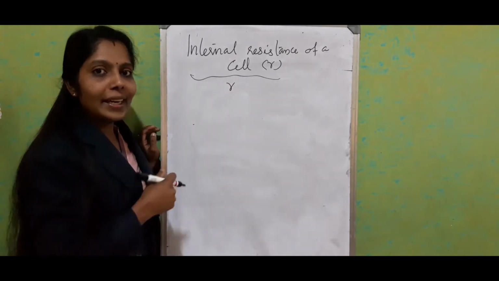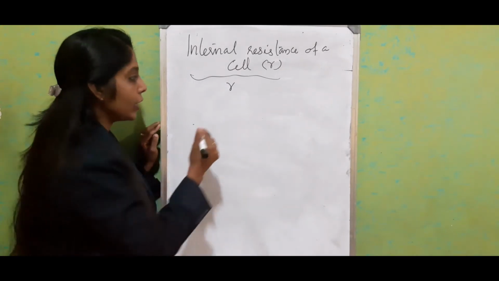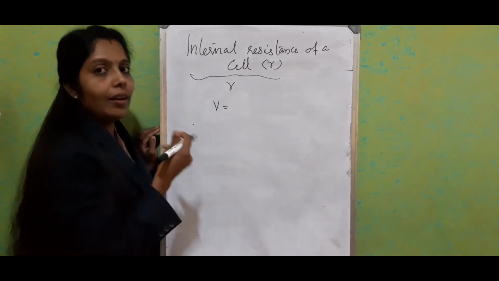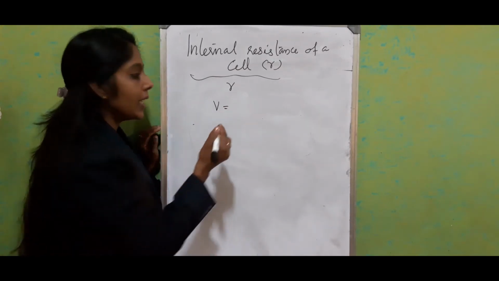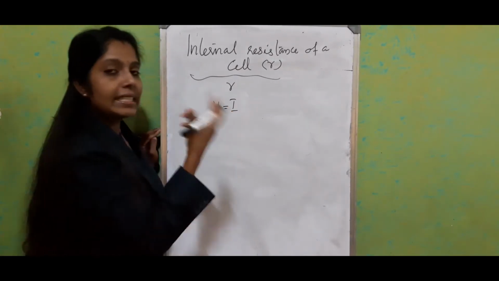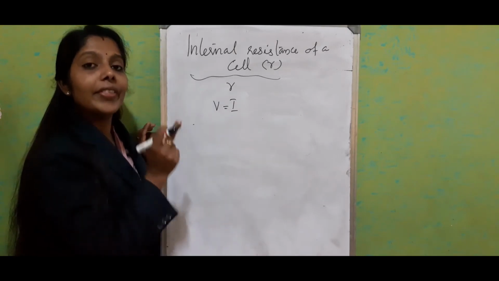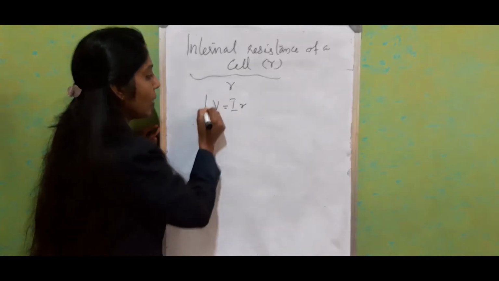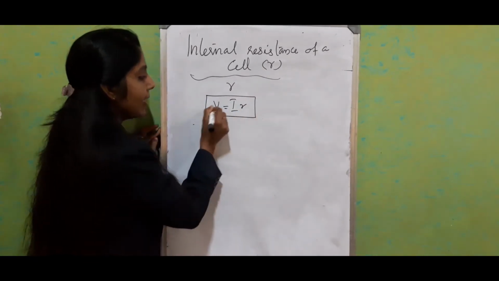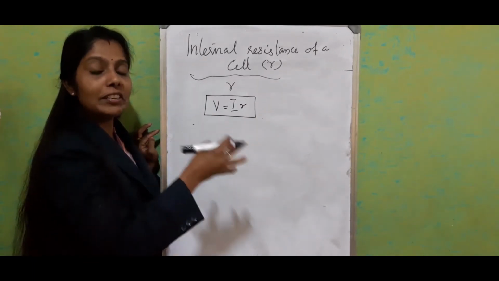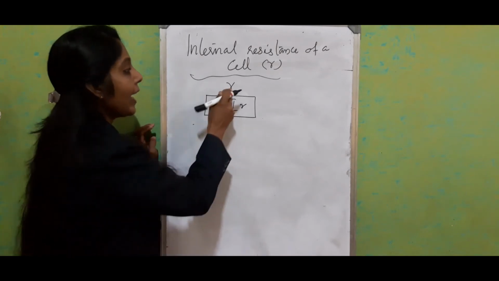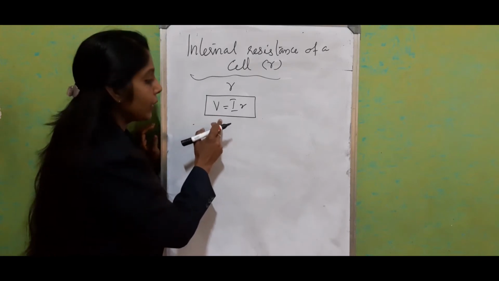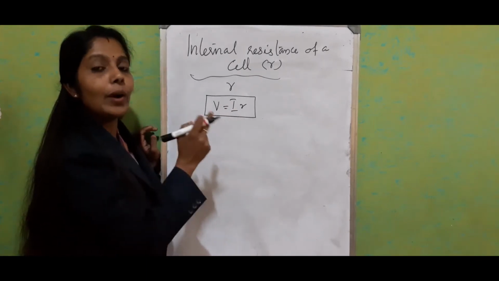We studied what voltage drop is. Voltage drop is represented by the small letter v, and according to Ohm's law, how can we represent v? v is equal to capital I into r. Inside the cell and outside the cell, the current drawn will be capital I. Voltage drop means the potential difference inside the electrolyte, and r is the internal resistance. So voltage drop is equal to I into r.